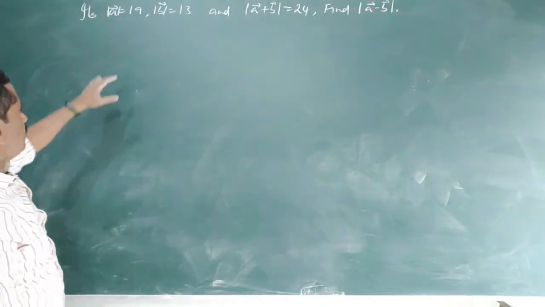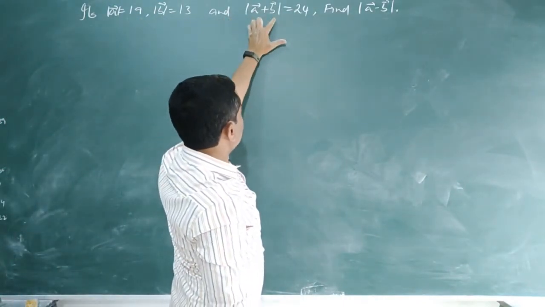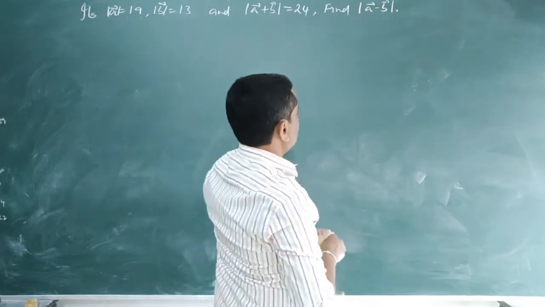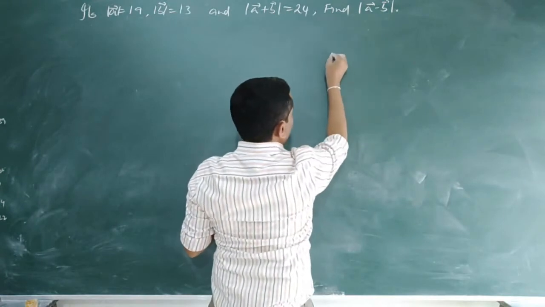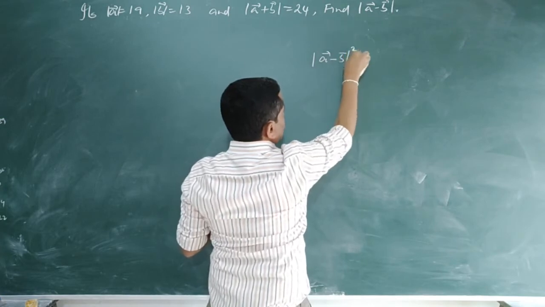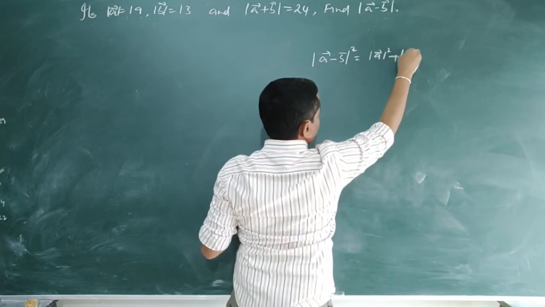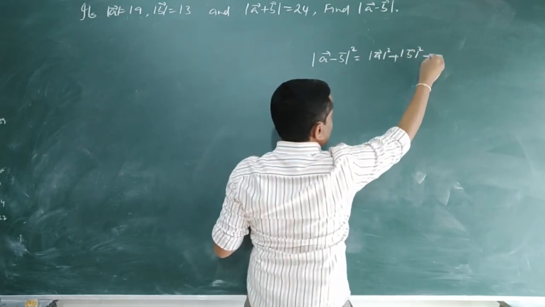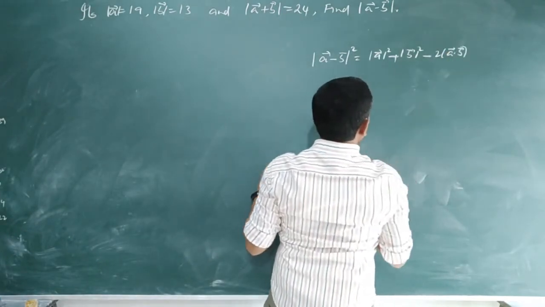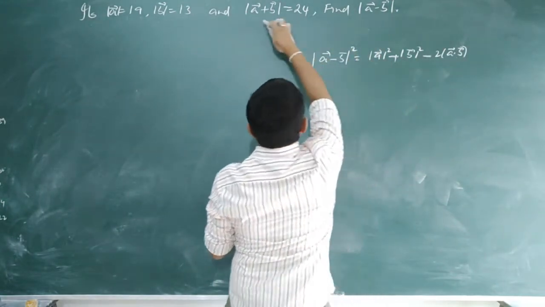Next, if magnitude of A bar is equal to 19, magnitude of B bar is equal to 13, and magnitude of A bar plus B bar is equal to 24, then find magnitude of A bar minus B bar. So actually we need to find this, and for this we have magnitude of A bar minus B bar whole square is equal to magnitude of A bar whole square plus magnitude of B bar whole square minus 2 of A bar dot B bar. We have this value and this value, but we don't know this value. To find this value, I'll use this condition.